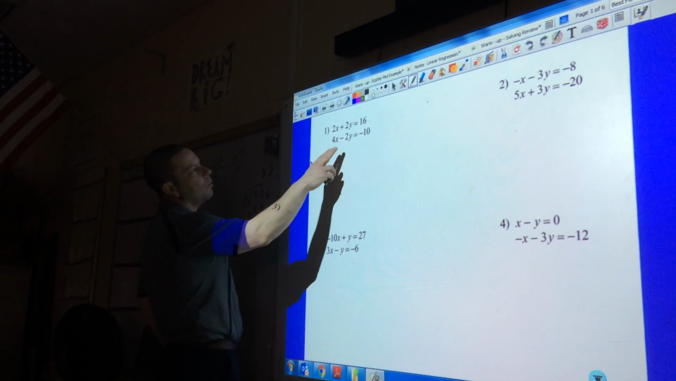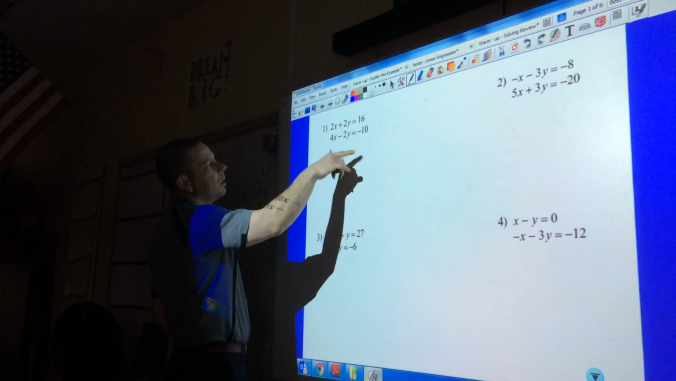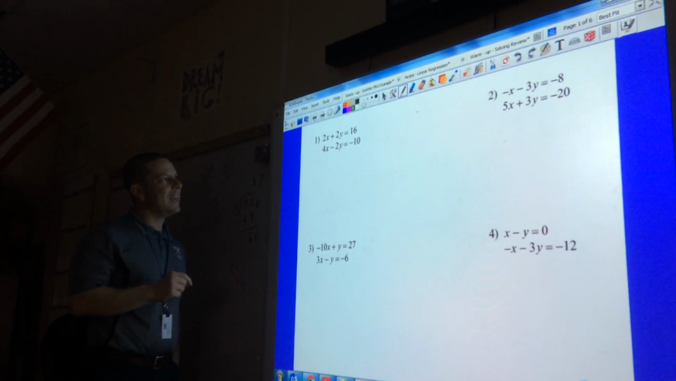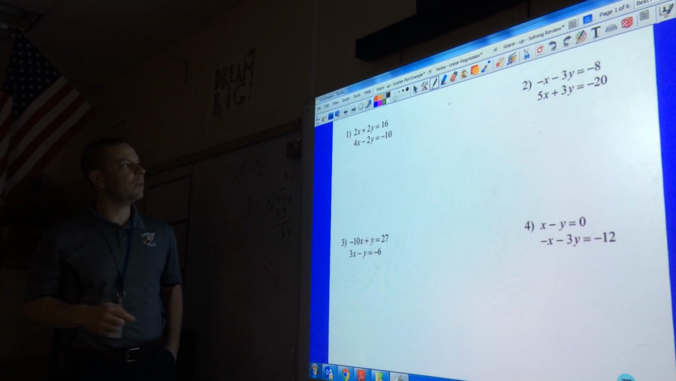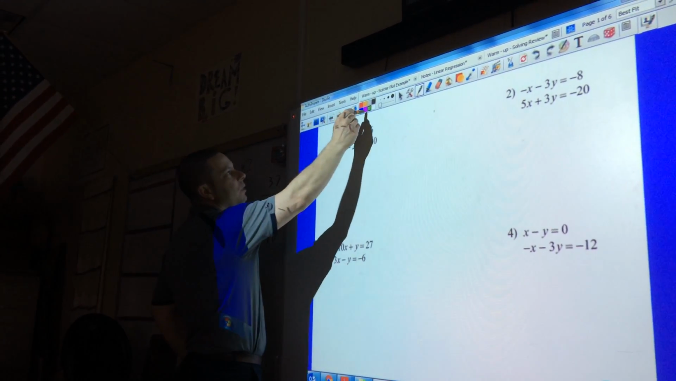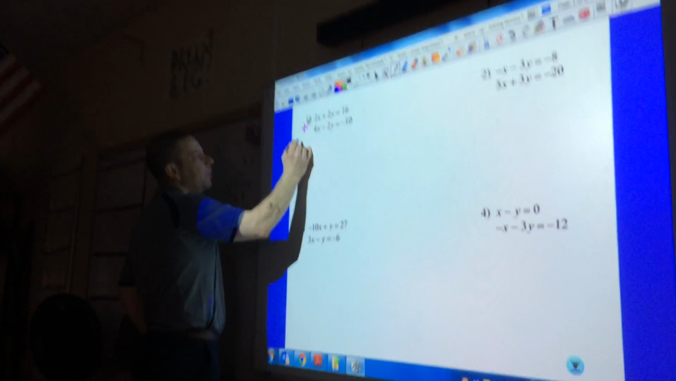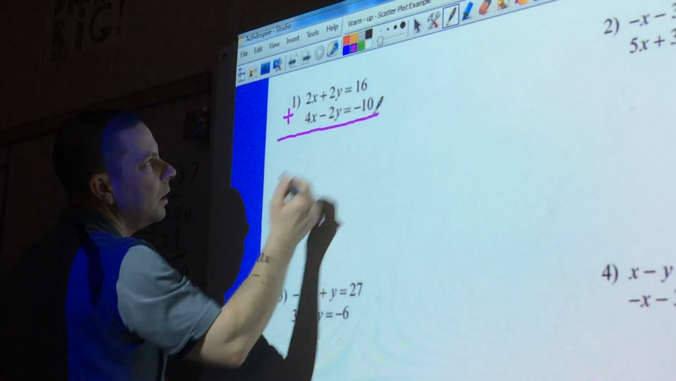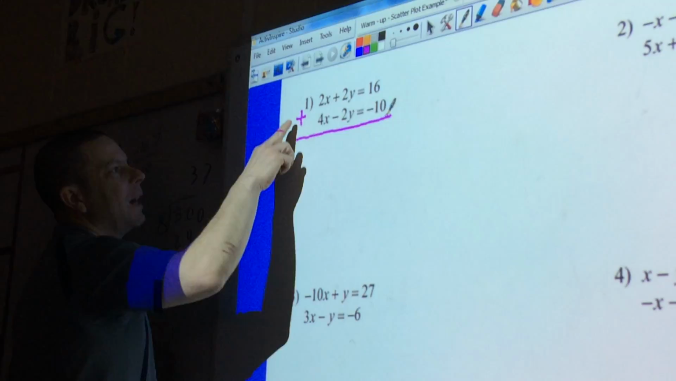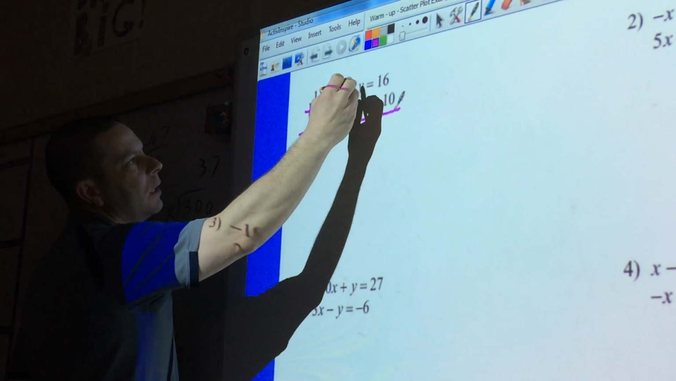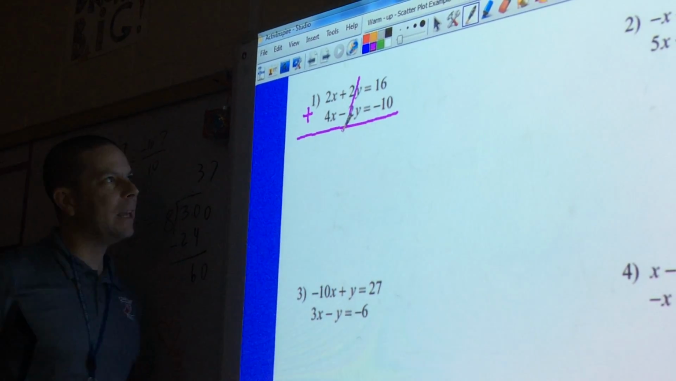So you see here the y coefficient on top is 2 and on the bottom equation is -2. So those can be eliminated right off the bat. And what we'll do is just add those two rows together. So I like to put a big addition sign out there because we know that positive 2y plus negative 2y equals 0. That will be eliminated.